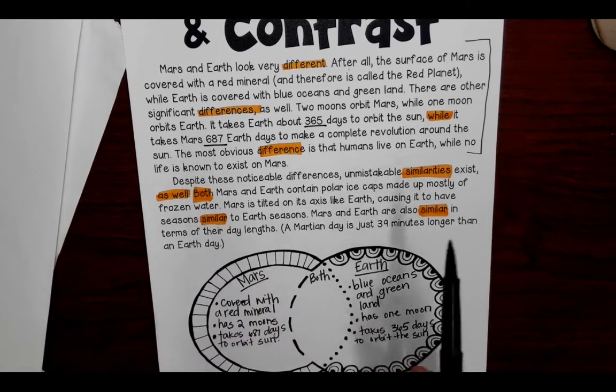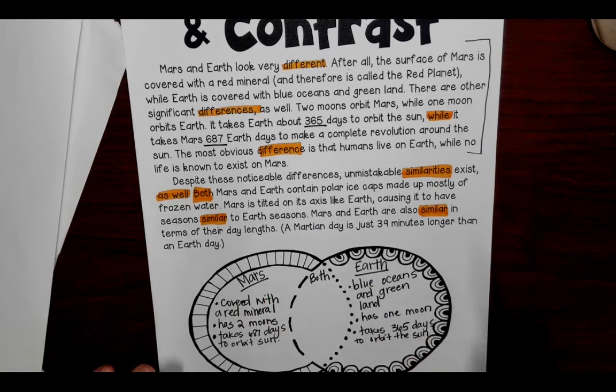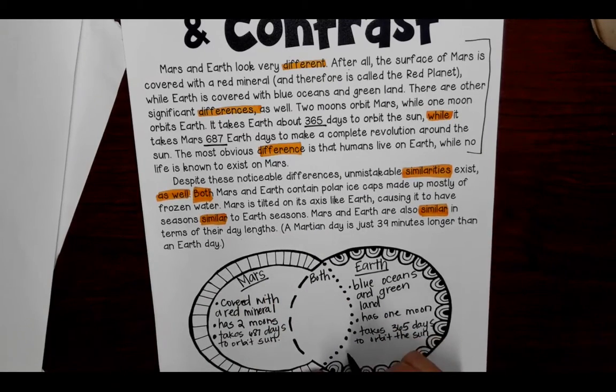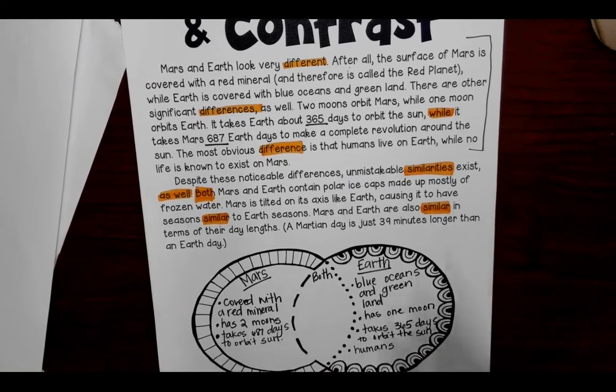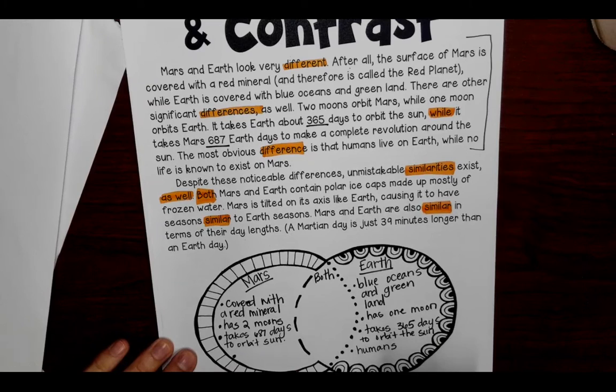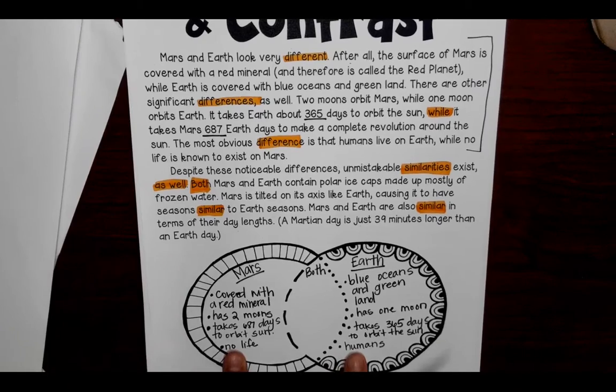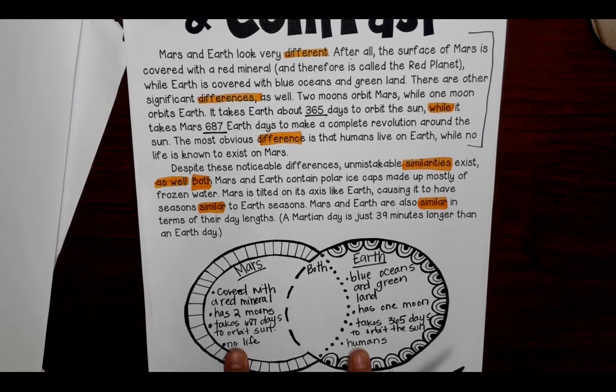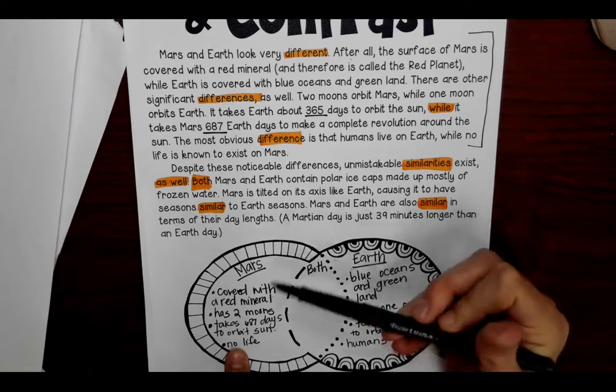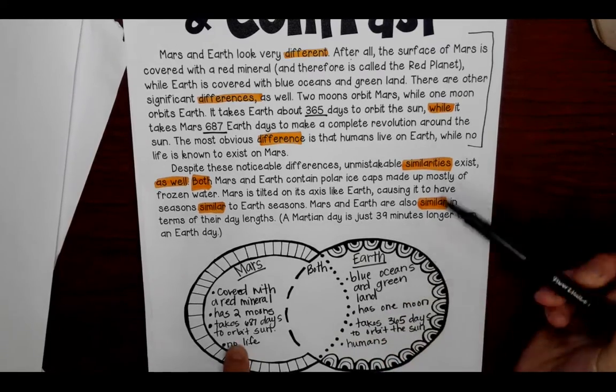Now, the last sentence says the most obvious difference is that humans live on Earth and no life is known to exist on Mars. So I just wrote humans and no life. And when you're doing these Venn diagrams, it's important to know that you do not have to write the entire sentence, just enough of the information that lets you know the differences between the two.